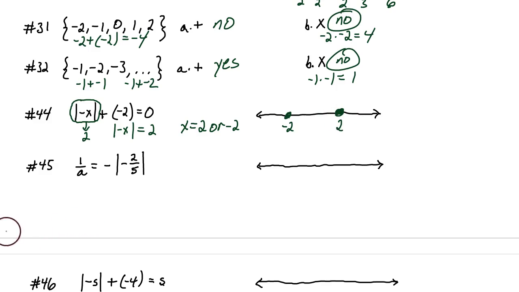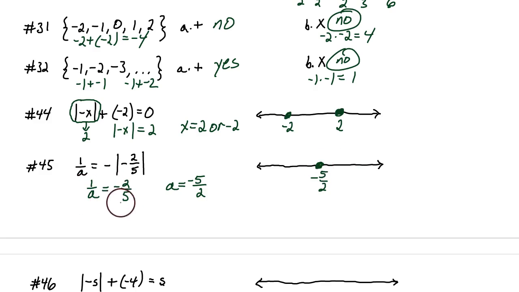Now number 45, solve for a. Let's simplify the right side. So this is equivalent to 1 over a equals -2/5. 1 over a is how you show the reciprocal of a. So the reciprocal of what number is -2/5? When you flip that fraction upside down, you get -5/2. To graph that, you locate -5/2 and put a dot on it.